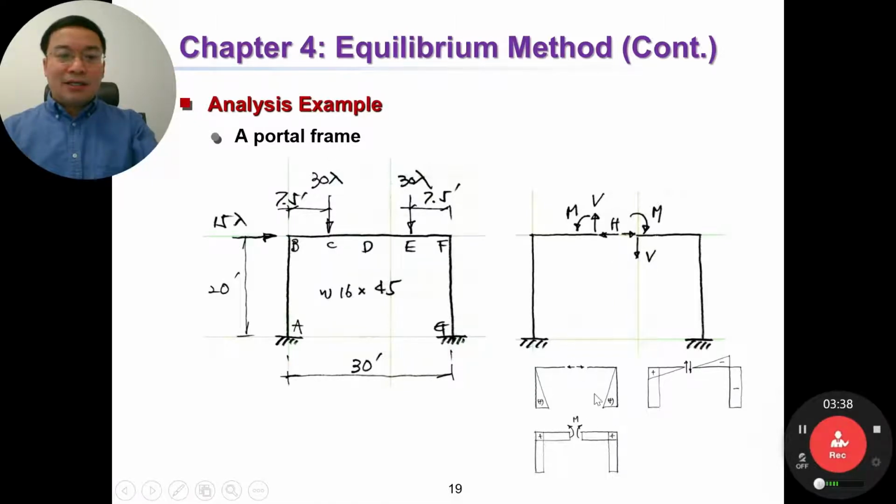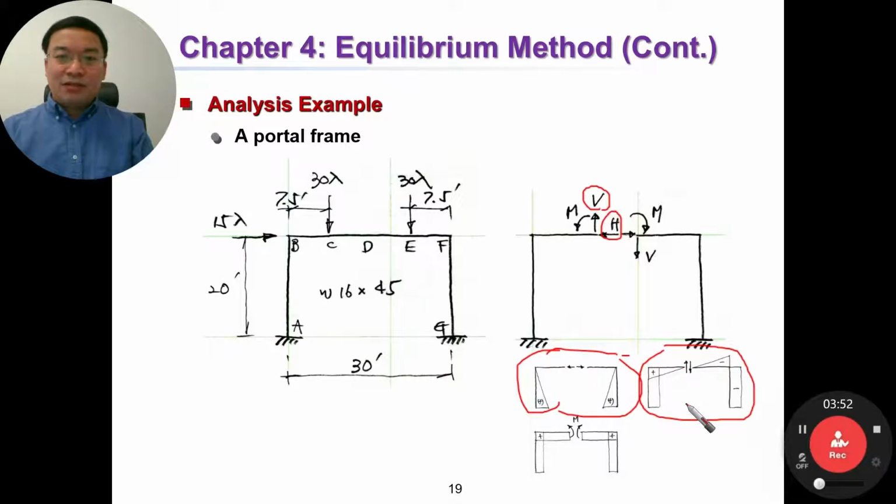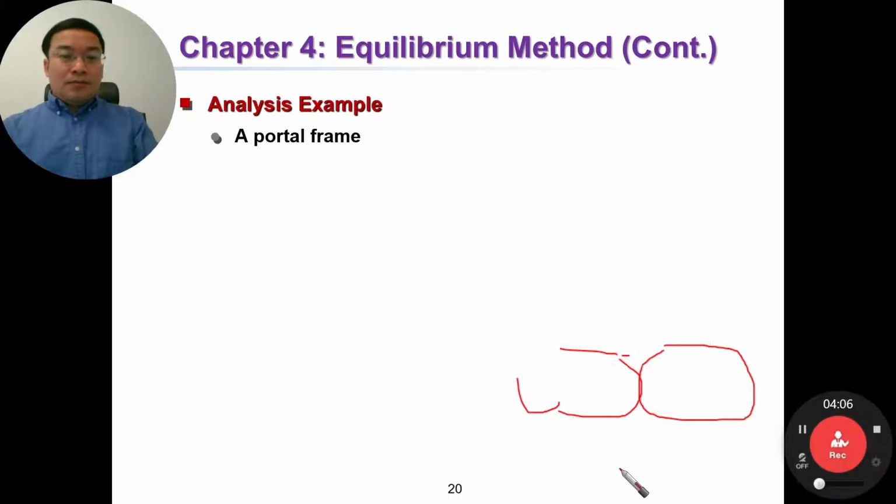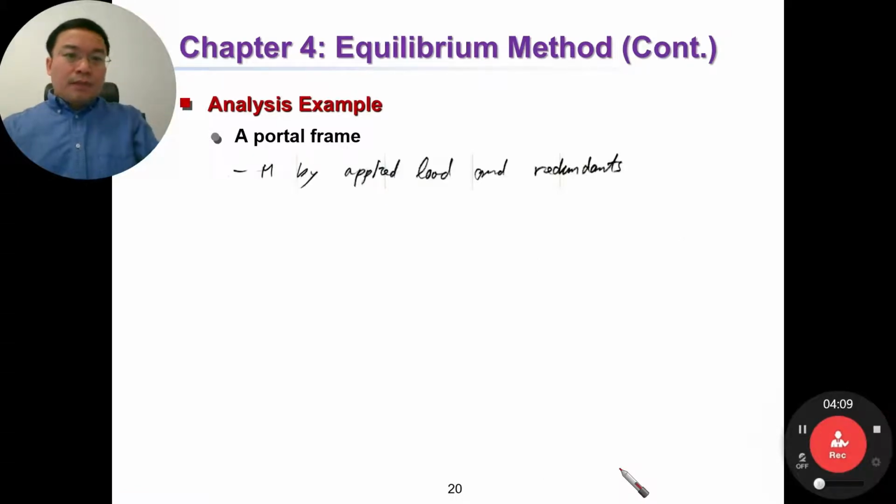This moment diagram is due to the axial component. This moment diagram is due to the V component, shear, okay? And the last one, this moment diagram is due to the M redundant. Okay, so you remember this one. And what else? M by applied load and redundant.